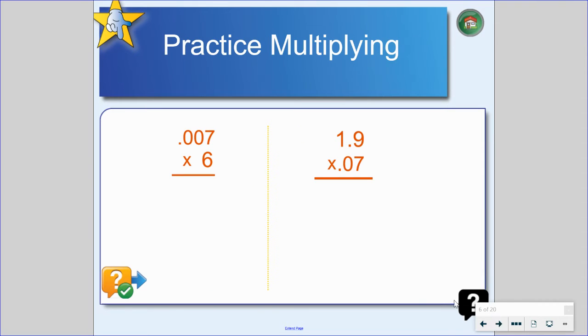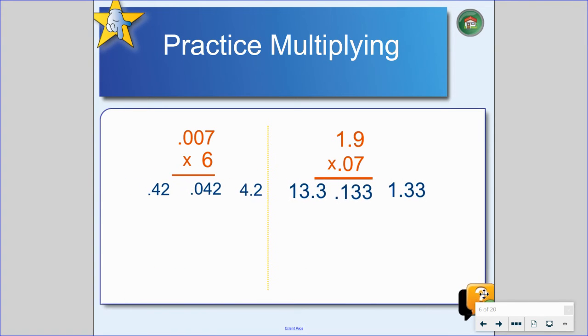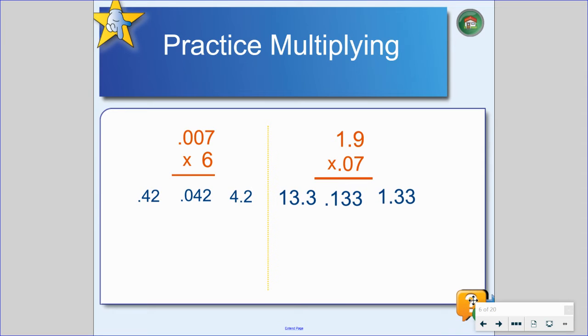On to another couple examples. I'm going to trust that you know how to multiply the digits. 6 and 7 make 42. 1, 9, and 7 would make 133. But where will the decimal place go? Pause if you want to think for it. We see 3 decimal places up here, so there should be 3 decimal places over here. Final answer is 42 thousandths.